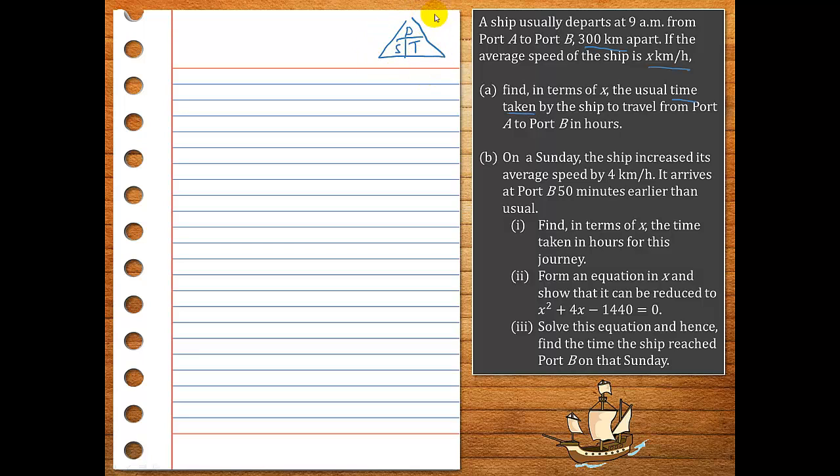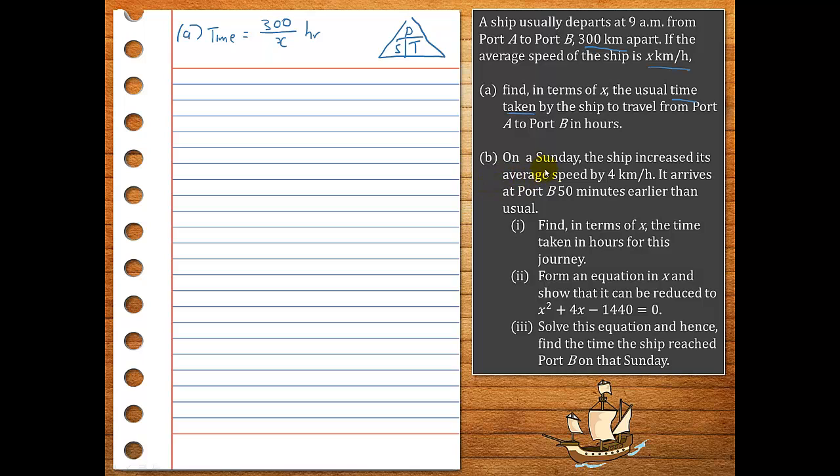Yes, we have this formula DST: distance, speed, and time. An easy way to remember is "don't steal things". Hence, for part A, in order to find the time, we have distance divided by speed. And the time taken from port A to port B will be equal to the distance, 300 kilometers, over the speed, x kilometers per hour.